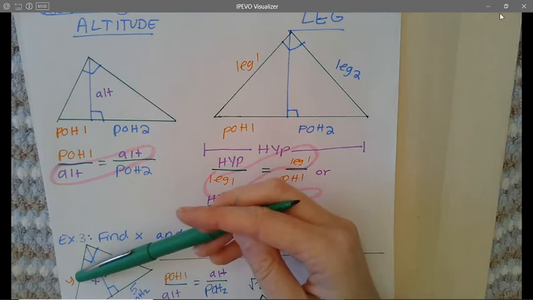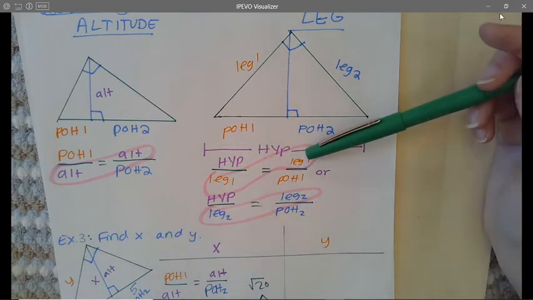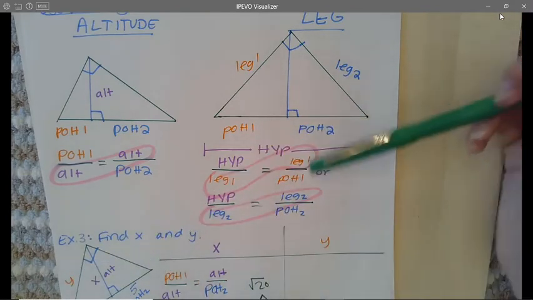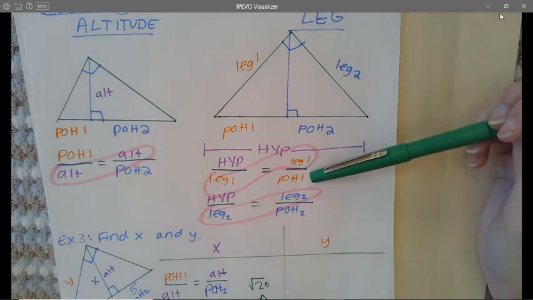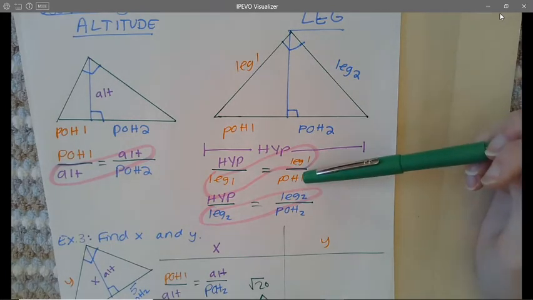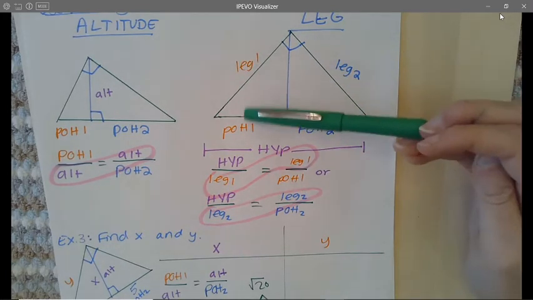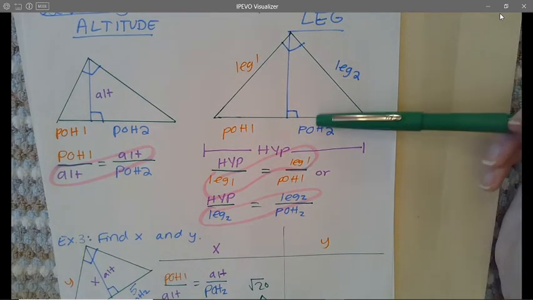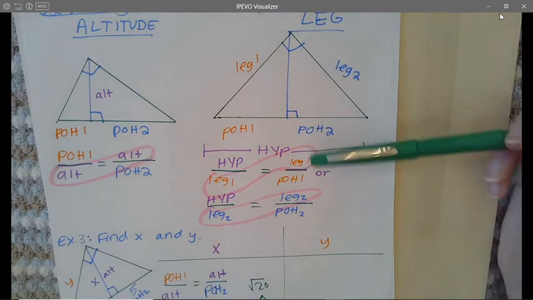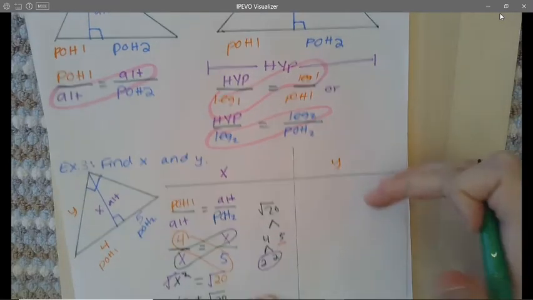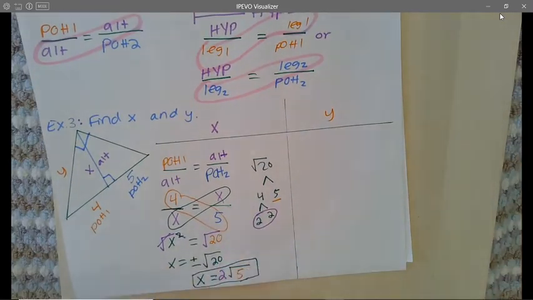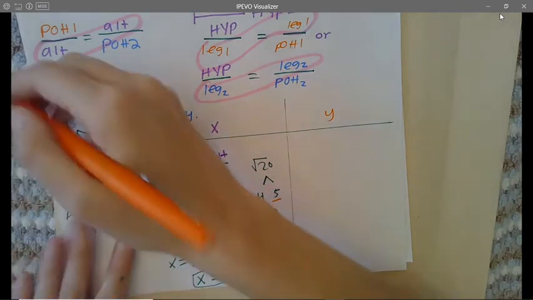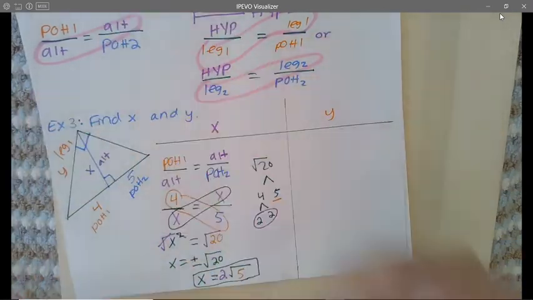Okay, so this formula says you're going to use the entire hypotenuse over the leg, which in this case, the leg is the y. And that will equal the same leg, so the y, over the piece of the hypotenuse that is closest to the leg. Okay, which in this case, that's going to be POH1 if it's leg 1. If it's leg 2, the piece of the hypotenuse that's closest to it is POH2. Okay, so that's the formula we're going to use. I'm going to call y leg 1 just to make things easier.